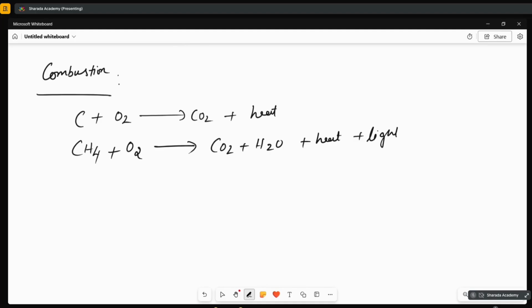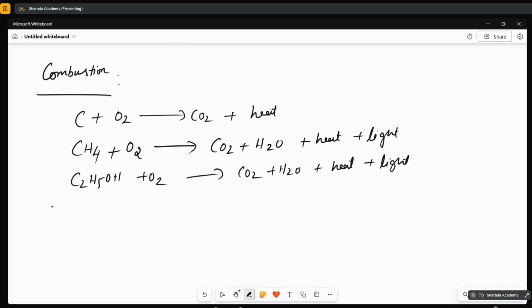Then after that, what do you have? Ethanol, right? Ethanol plus oxygen. What will you get? Carbon dioxide plus water plus heat and light. Next. Which one are you writing next?